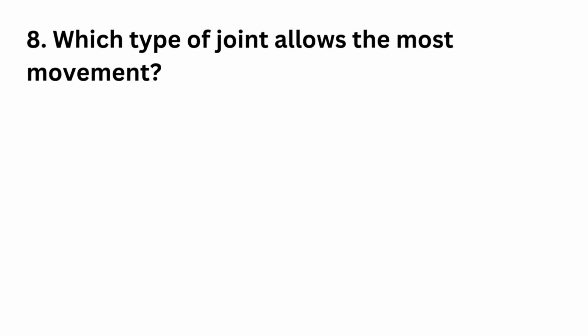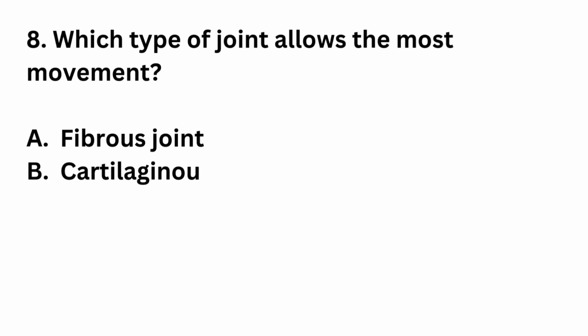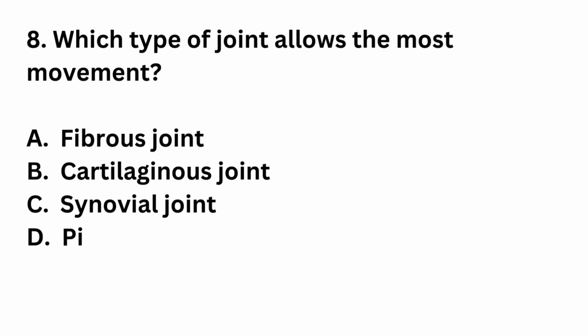8. Which type of joint allows the most movement? A. Fibrous joint. B. Cartilaginous joint. C. Synovial joint. D. Pivot joint. The answer is C. Synovial joint.